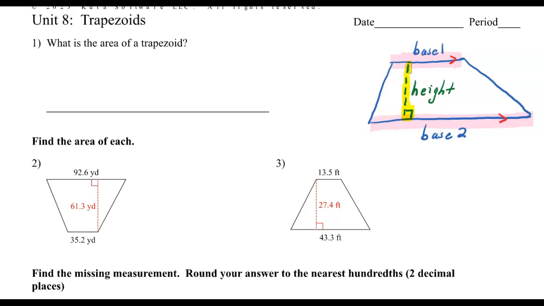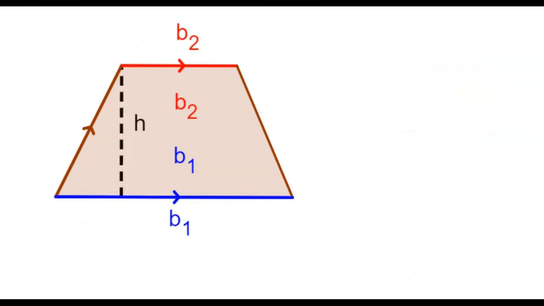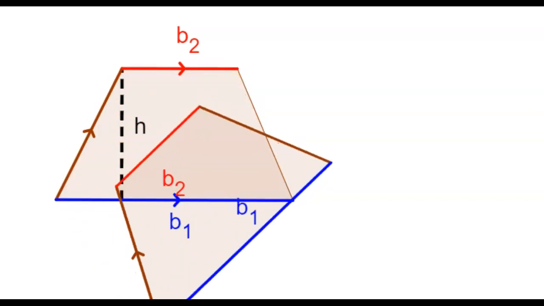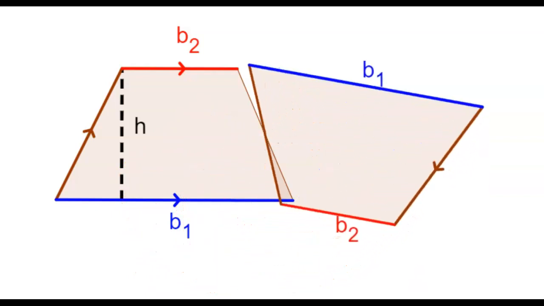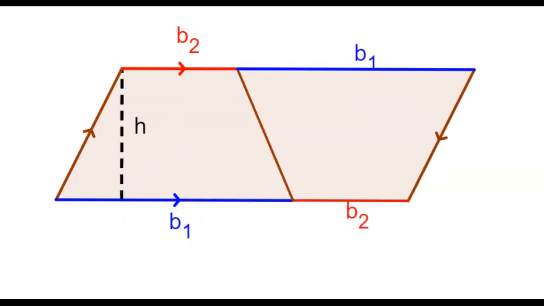The goal is to talk about the area of a trapezoid today. So I'm going to show you this visual. Here we have a trapezoid. Notice I have base 1, base 2, and the height. If I were to duplicate the trapezoid, you'll see that you get a parallelogram. In a parallelogram, the area is the base times the height. If you look at this parallelogram, the base now is base 1 plus base 2, and the height is h. So the area of the parallelogram is base 1 plus base 2 times the height.